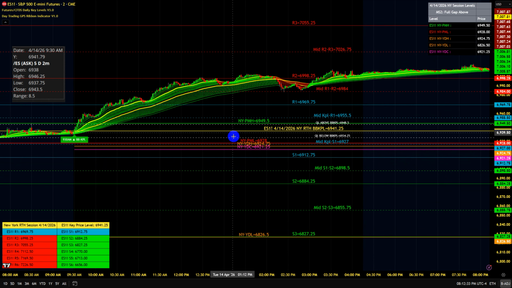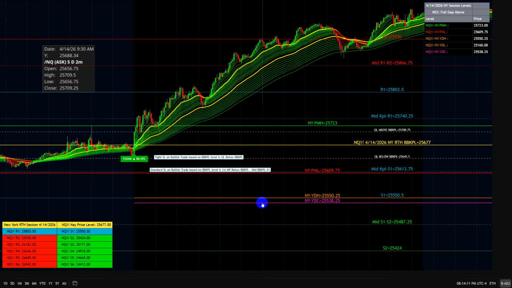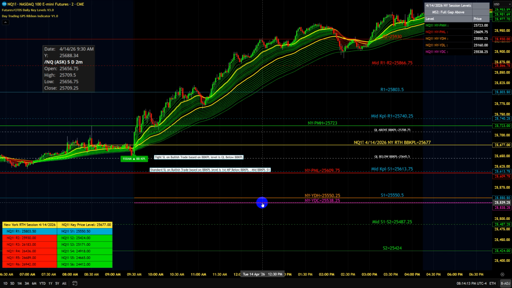Okay, now we'll take a look at the NQ chart. Okay, so now we're on the NASDAQ E-mini futures. Same situation in this case. The NASDAQ is trading pretty much in lockstep with the ES today. It does that on a lot of sessions. There are some sessions where that is not the case, so you can't always rely on that.